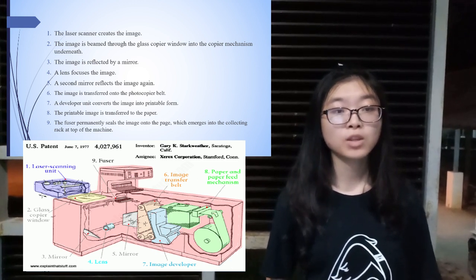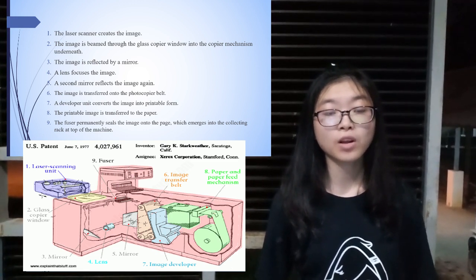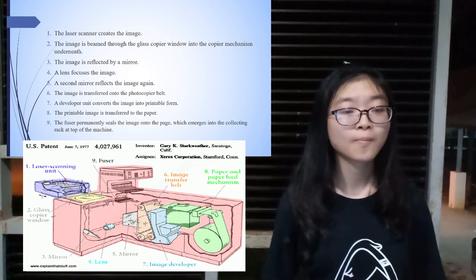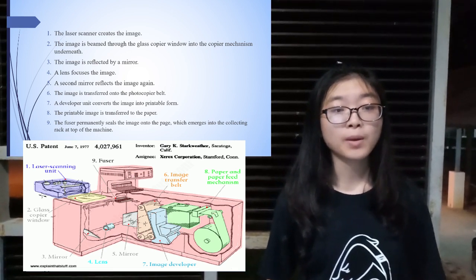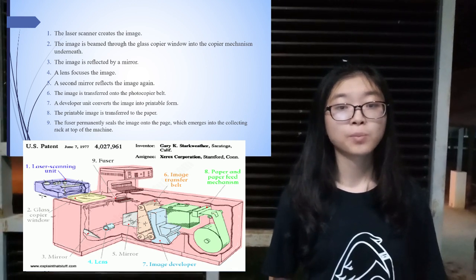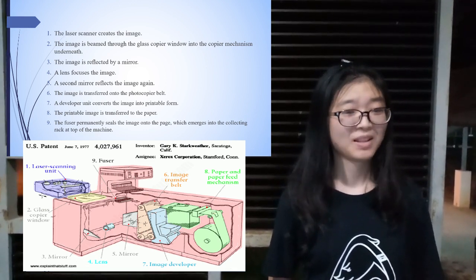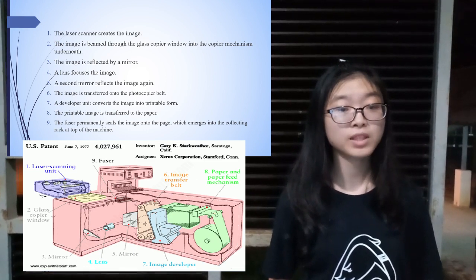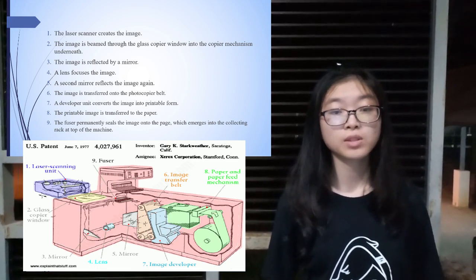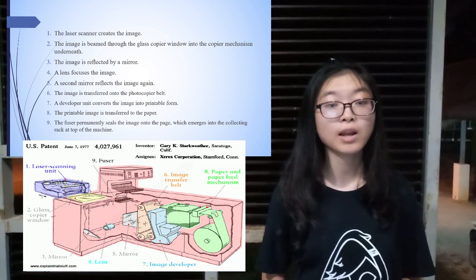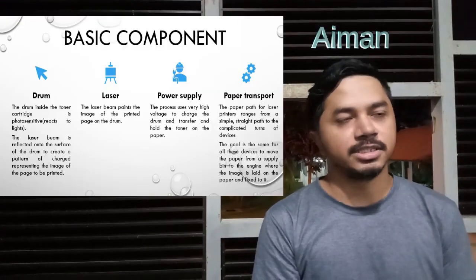Seventh, image developer. A developer unit converts the image into printable form. Eighth, paper and paper feed mechanism. The printable image is transferred to the paper. Ninth, fuser. The fuser permanently seals the image onto the page, which emerges into the collecting rack at the top of the machine. Right now I will explain the basic components.